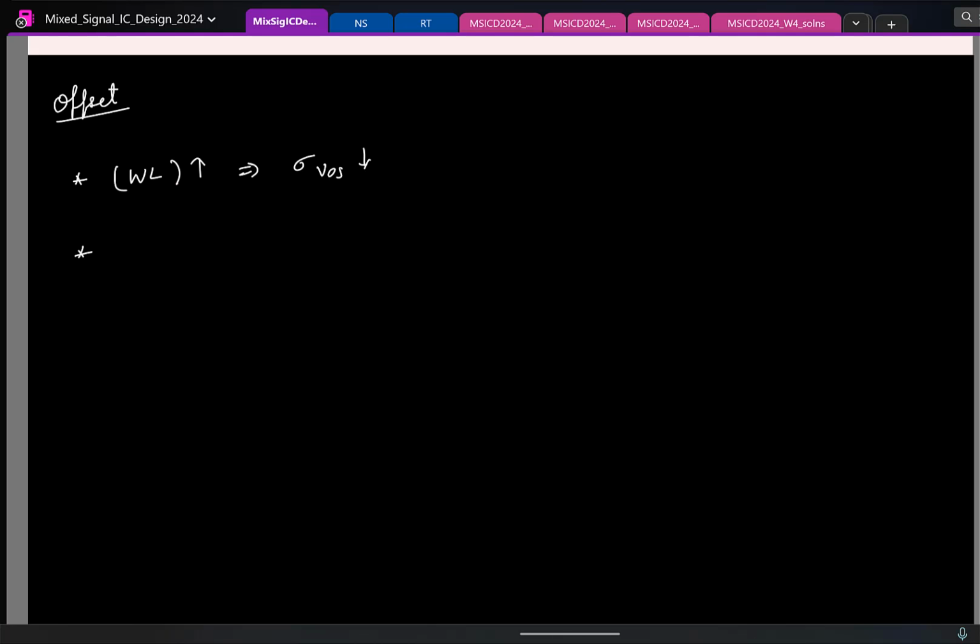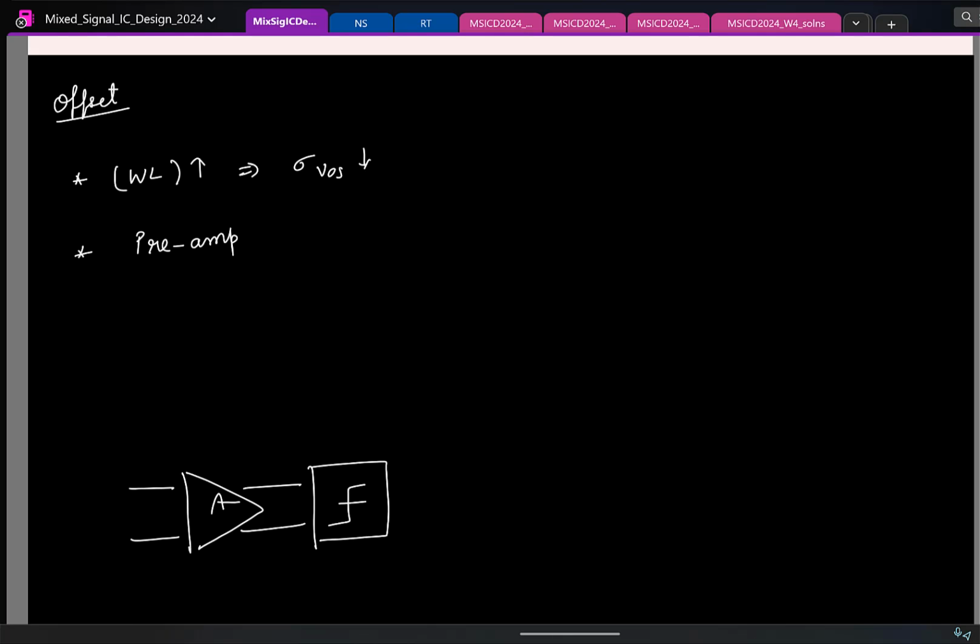What was the solution to reduce offset? Yeah, calibration, but what else can you do? You can put an amplifier. Again, the idea is only if the input is very small will the comparator's offset cause an issue. So you make sure the input is amplified first and then feed it. So you can have a preamplifier. Basically this is what you do: you put a preamplifier before the comparator.